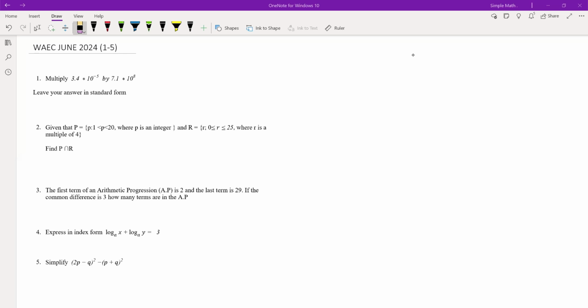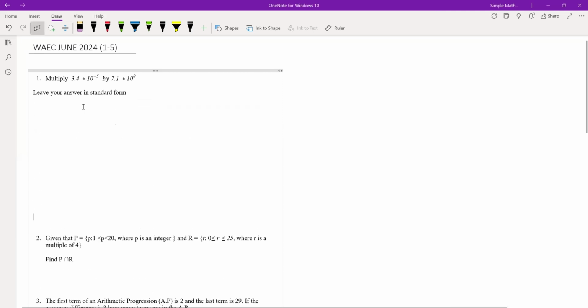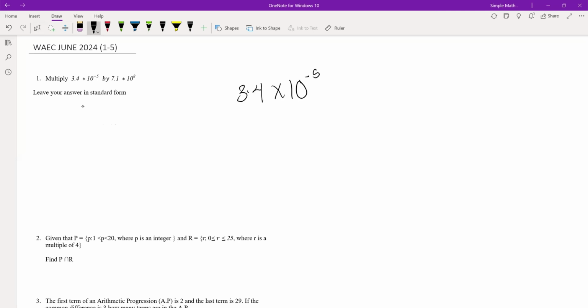Now, multiply 3.4 times 10 to the power of minus 5 with 7.1 times 10 to the power of 8. So what we can do is keep these two first. You are going against time when highlighting the exam, so you have to look at the time. We have to be quick.